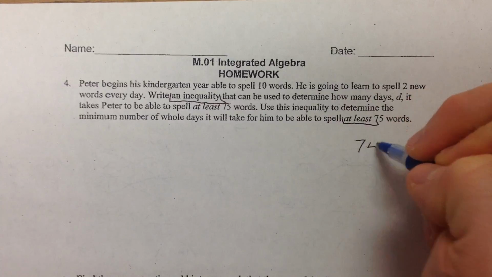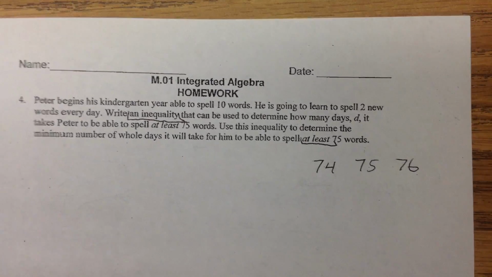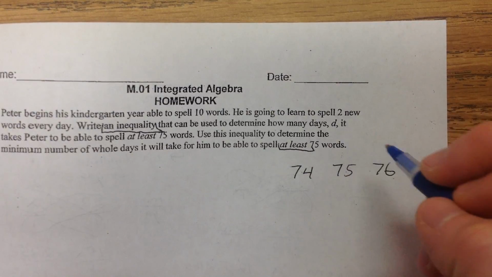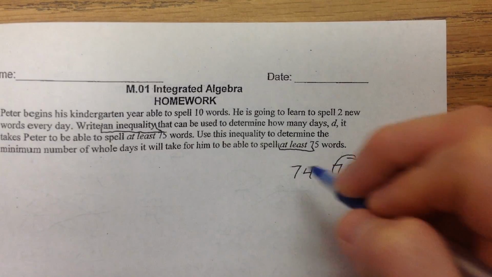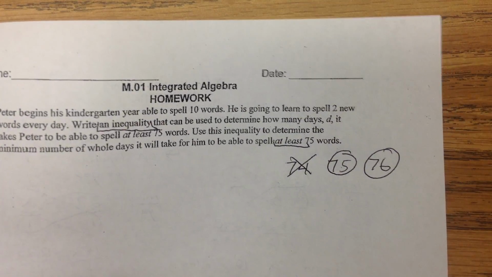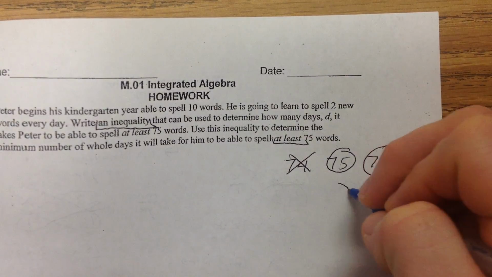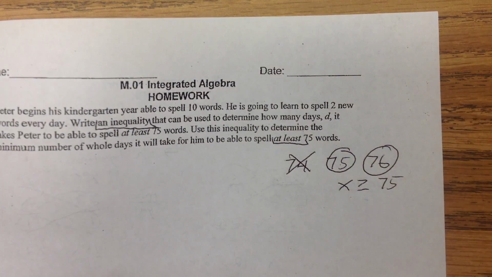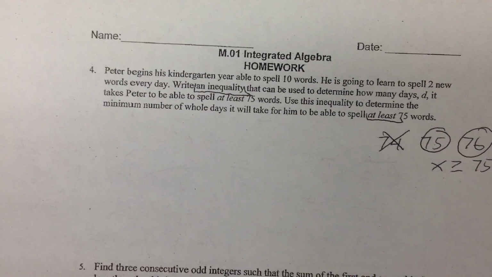So if we think about the way that we used to do these, we would write 74, 75, 76. Now if we have to spell at least 75 words, 75 is the bare minimum. So we could write 75, we could write 76, but 74 would not be okay because that's not at least 75. So we're going to have to do a greater than or equal to, because x would have to be greater than or equal to 75. So this is the symbol that we're going to have to use in our problem, the greater than or equal to.